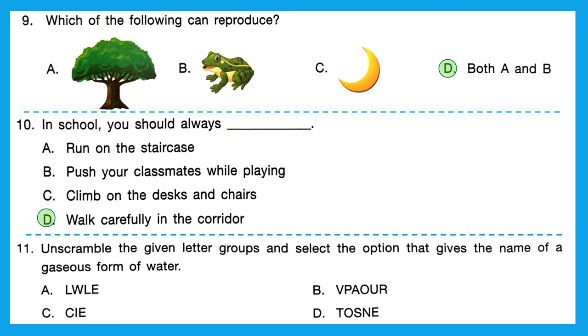Question 11. Unscramble the given letter groups and select the option that gives the name of a gaseous form of water. So let's first understand what is the gas form of water. Can anyone immediately tell me? It is vapor. Vapor is the form which is the gaseous form of water. Solid is ice, liquid is the water form, and the gaseous form of water is vapors. So let's unscramble first. Option A, we'll get well. Option B, we'll get vapor. Option C, we'll get ice. And option D, we'll get stone. So we know that our option B is the correct one, vapor.